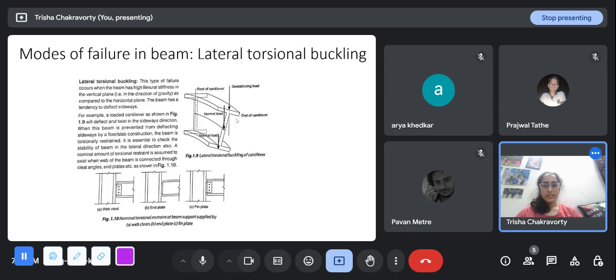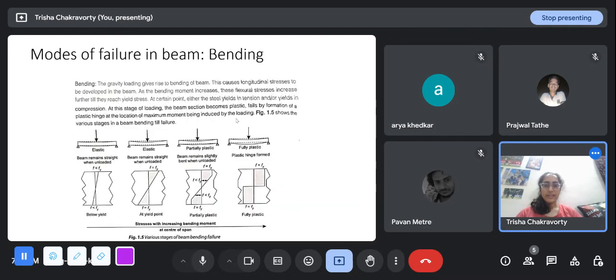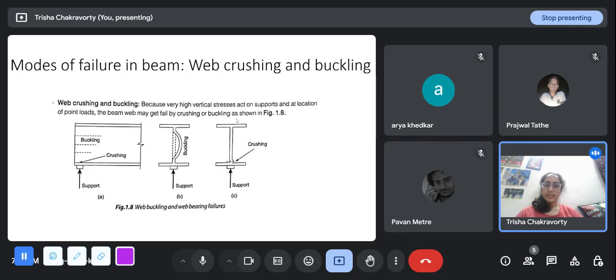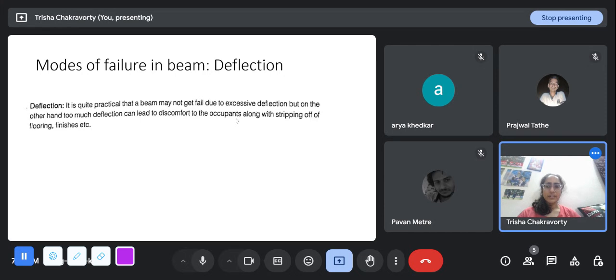Now, why did we look at all these? All these modes: bending, local buckling, shear buckling, web crushing and buckling, lateral torsional buckling, and deflection. All these seven we looked at because these are the design criteria.